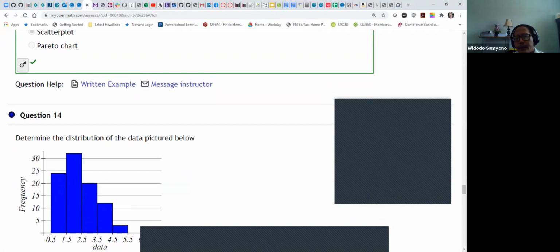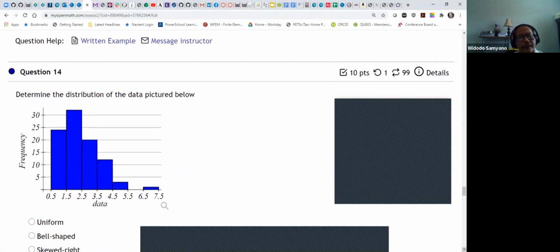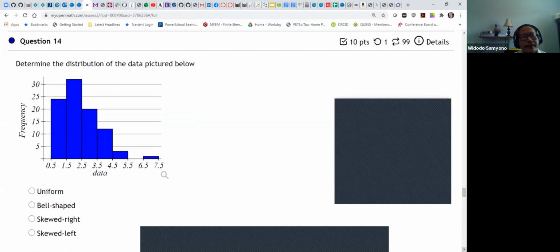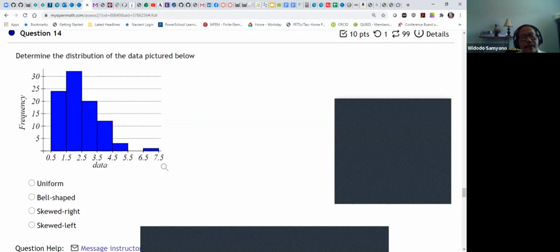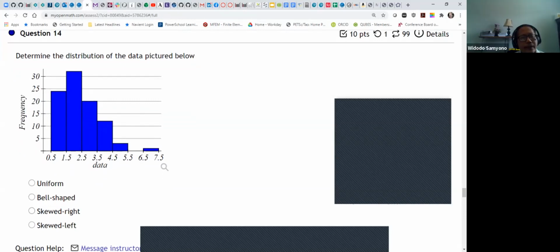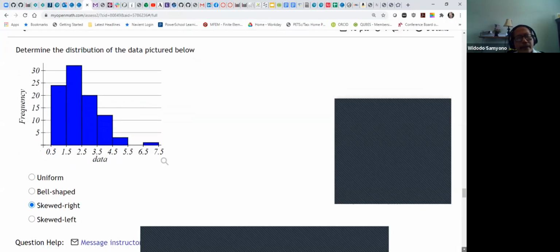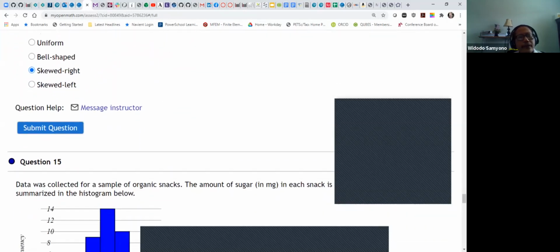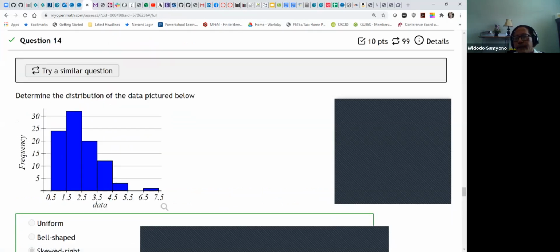Yeah, you need to check the textbook for sections 2.1, 2.2, and 2.3. Remember what I said before? Skewed, right? Yeah, because the tail goes to the right, right? So the answer is skewed right. Okay, so the next one. Oh, I need to submit it. Okay, yeah. So this is skewed right.